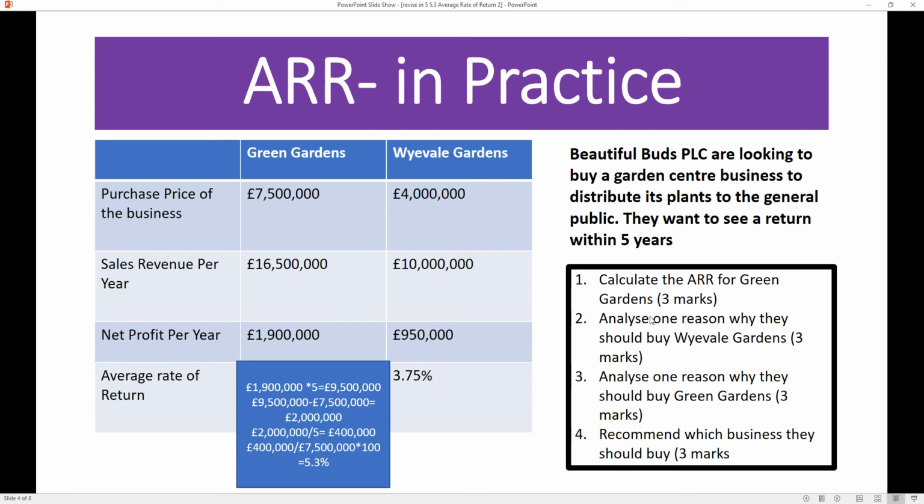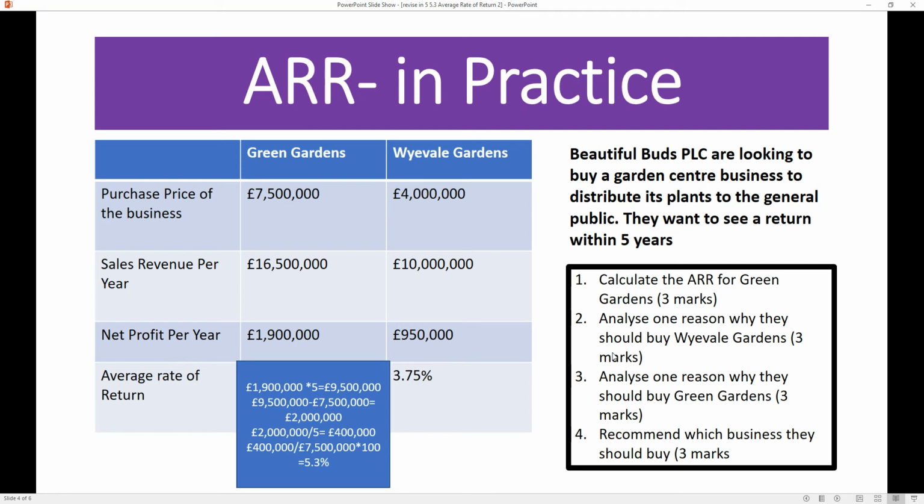So question 2, you might also get this in an assessment. So obviously we've got a low average rate of return of 3.75%. So why might they invest in Wyvale Gardens, okay? So obviously it's a low average rate of return, but then it is a lower cost, okay? So it costs less. It might be less risky as well. So that's what it's got in its favor. Okay. So, for example, Beautiful Buds might not actually have enough to buy Green Gardens. They might have to get additional sources of finance. They might have enough to buy Wyvale Gardens. Okay. Less return for their money, but it's a lower cost.